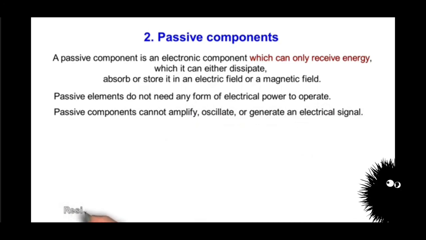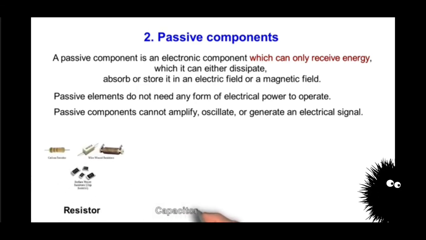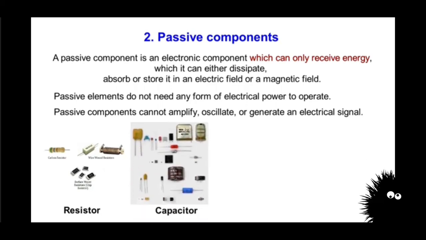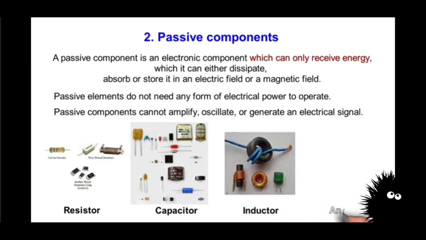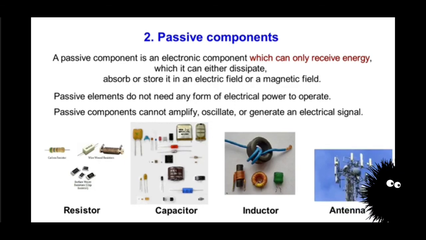A resistor can only receive energy, which it can dissipate as heat as long as current flows, and is an example of a passive component. A capacitor stores energy in it as an electric field. An inductor stores energy in the form of a magnetic field and is an example of a passive component. An antenna can transmit or receive radio waves, but it cannot act as a source of energy. Therefore, it is also a passive component.